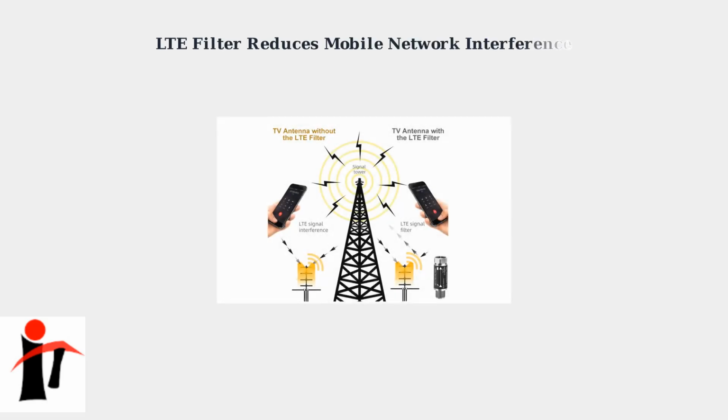Interference from mobile networks is a growing problem. LTE filters can help reduce this interference. Here you can see the difference between a TV antenna with and without an LTE filter. The filter provides cleaner signal reception.